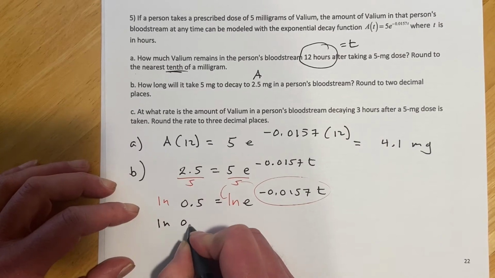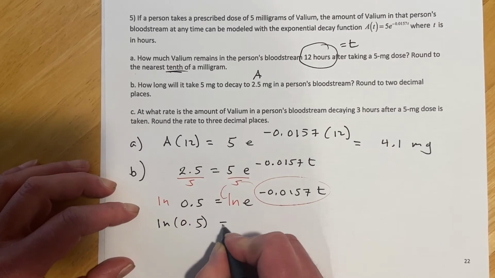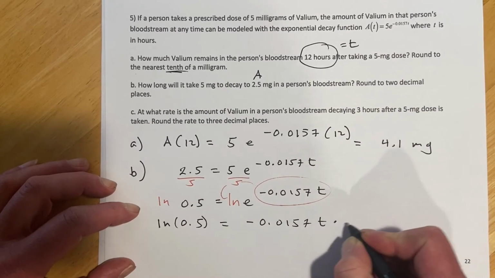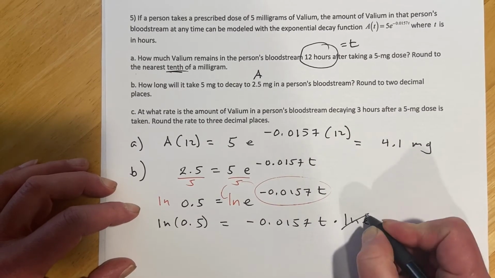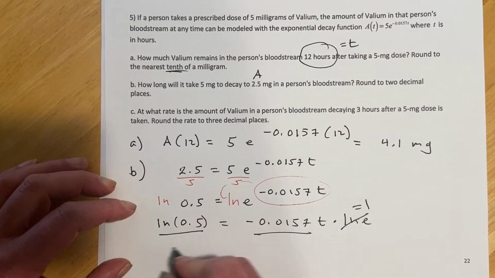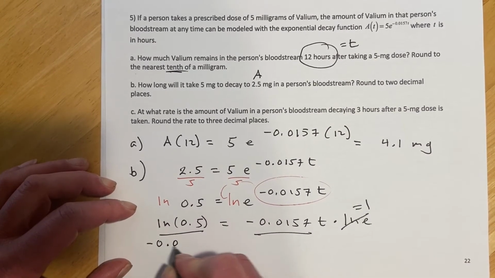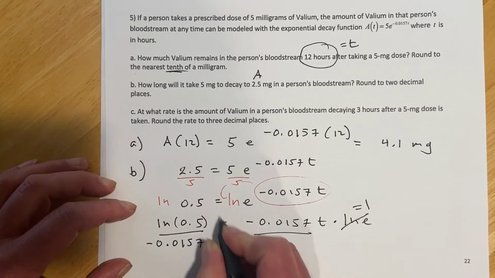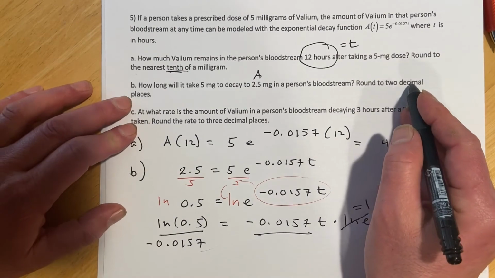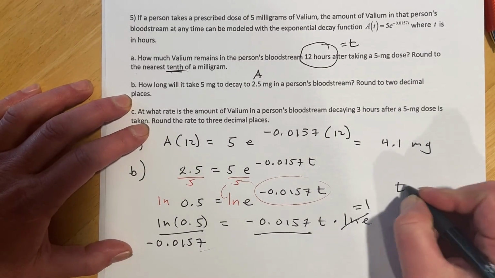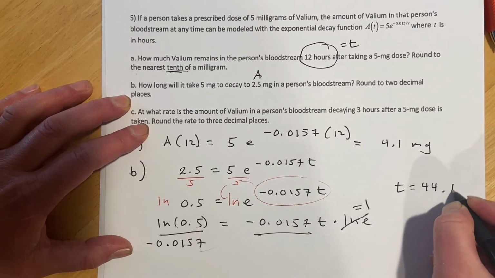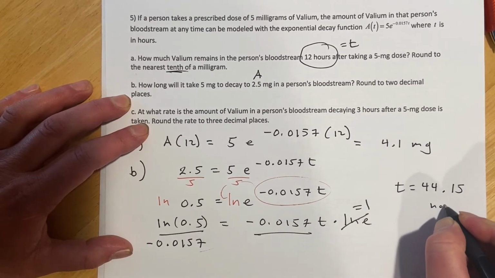So I have ln of 0.5 equals negative 0.0157t, and then that's times natural log of e, but remember that equaled 1. So then we just divide over that decimal. And that goes in the calculator. And then we're supposed to round this one to 2 decimal places. So when I put that in the calculator, I got 44.15 hours.